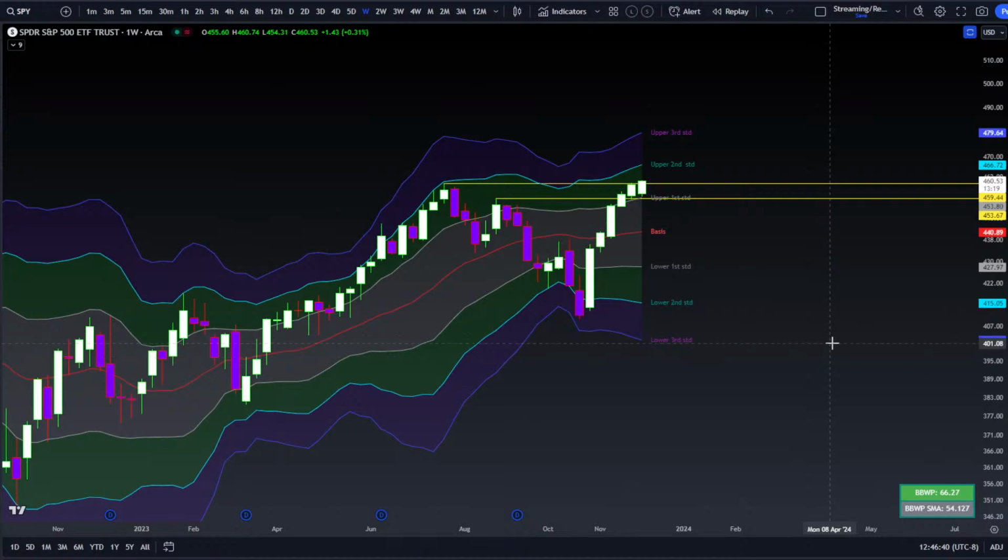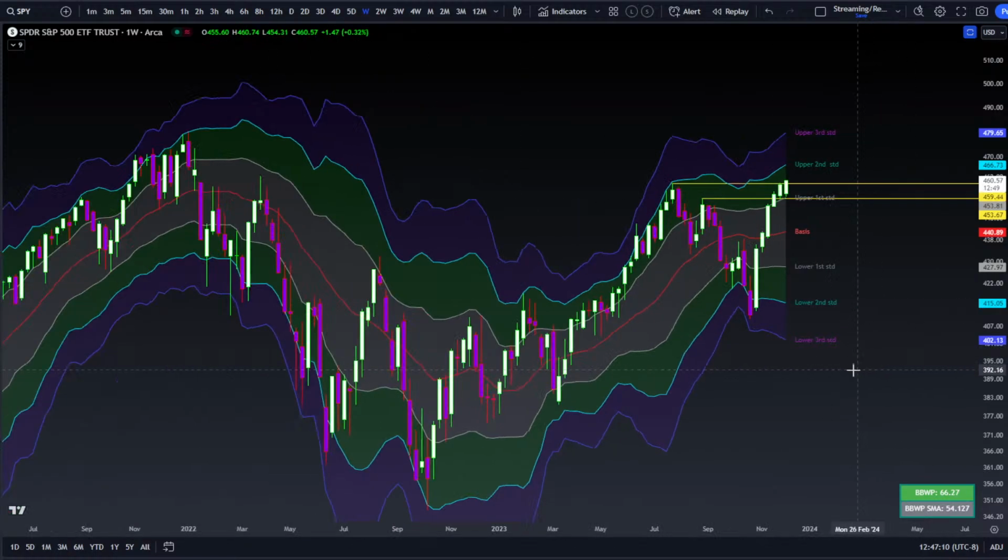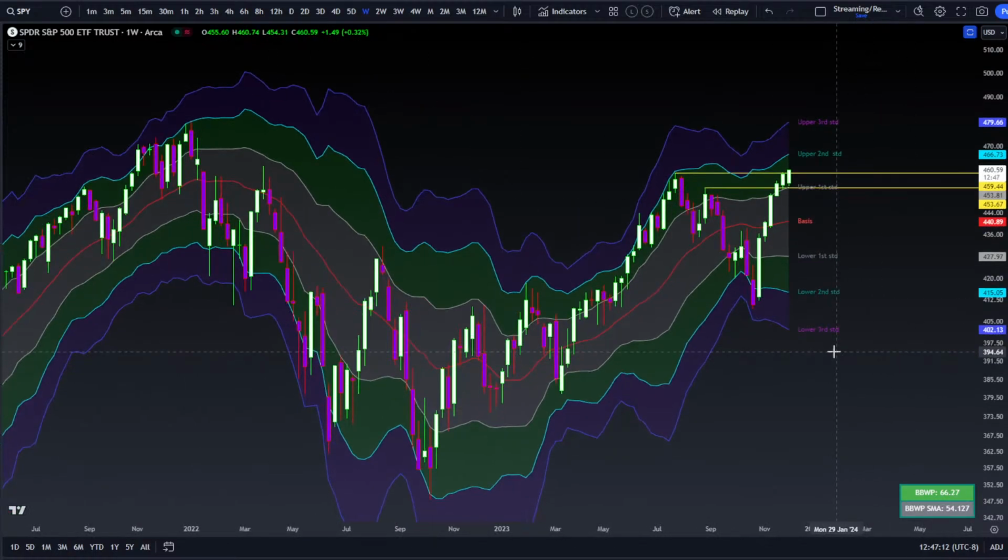Upper second is at 466. This is going to expand again as volatility picks up because this is trading above the upper first standard deviation, and it's more than likely going to close today above there as well in the next 13 minutes. So this is looking like it wants to test that 465 area, probably 470 and 480 after. Everything is telling me this is going for it.